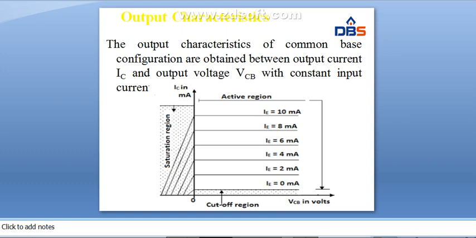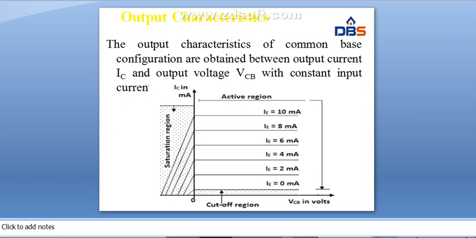So next one is output characteristics. The output characteristics of common base configuration are obtained between output current IC and the output voltage VCB with a constant input current. The output characteristics are drawn between output voltage and output current. So here the output current is IC and the output voltage is VCB with constant input current IE. In the CB configuration, input current is IE.